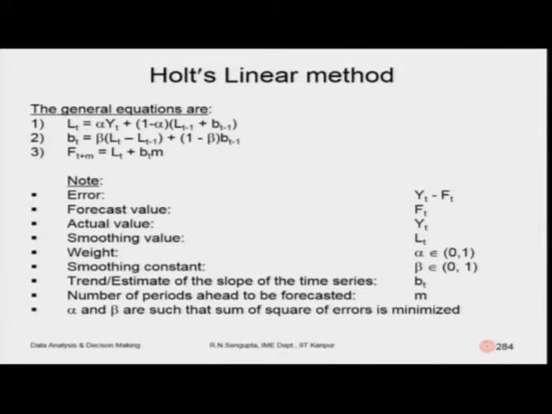Now, in the Holt linear method, the general equations are given by, but before coming to the equations, I should first consider the nomenclature. The errors are E, capital E, which is given by the difference of yt and ft. Ft is the forecasted value, and yt is the actual value, which is the demand we are considering for the examples. The forecasted values are given by ft, and actual values are given by yt or dt. The smoothing value is given by L suffix t.